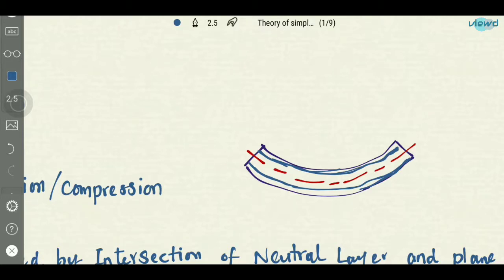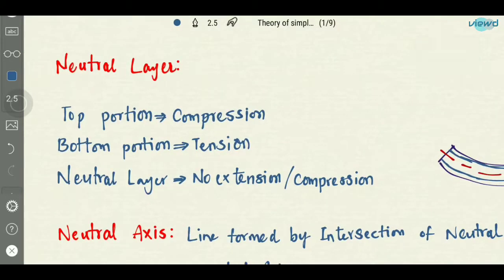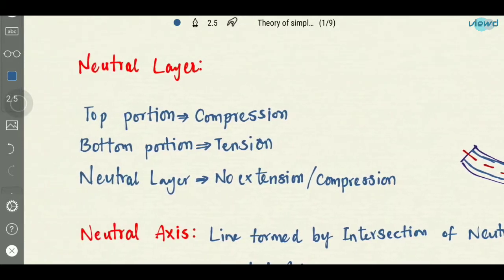So in between these, a layer will be present. This layer is called neutral layer, which has no extension or no compression. The length is not increased, and length is not decreased. So that layer is called neutral layer. It is not under compression, it is not under tension. It is called neutral layer.